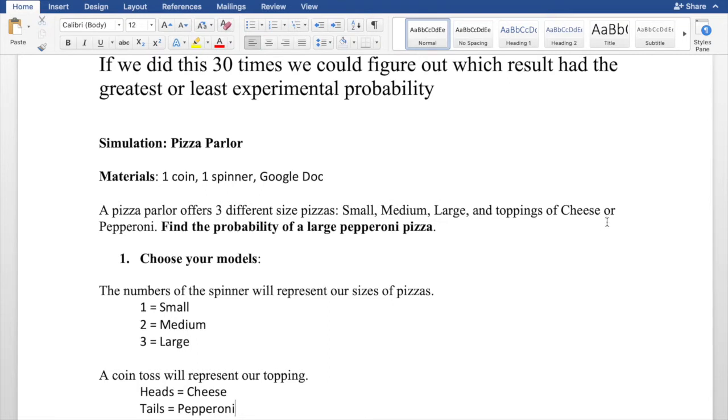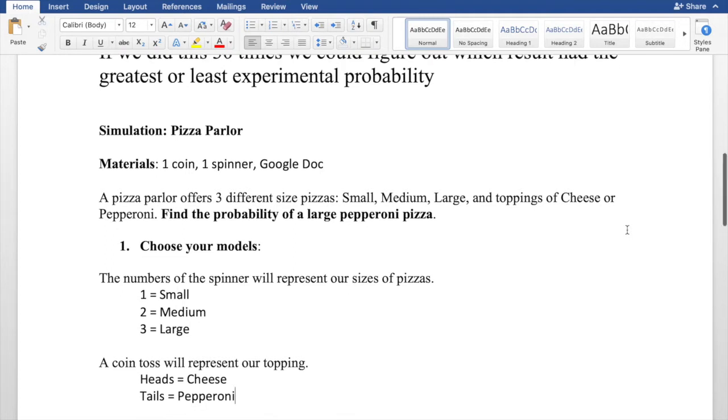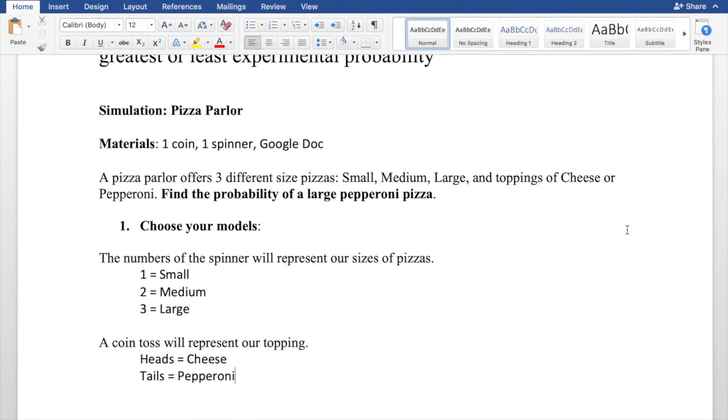A pizza parlor offers 3 different sized pizzas, small, medium, large, and toppings of cheese or pepperoni. We will find the probability of a large pepperoni pizza. First thing you need to do is choose your models. The number of the spinner will represent our size of pizzas. 1 is small, 2 is medium, 3 is large. A coin toss will represent our topping. Heads is cheese, tails is pepperoni.